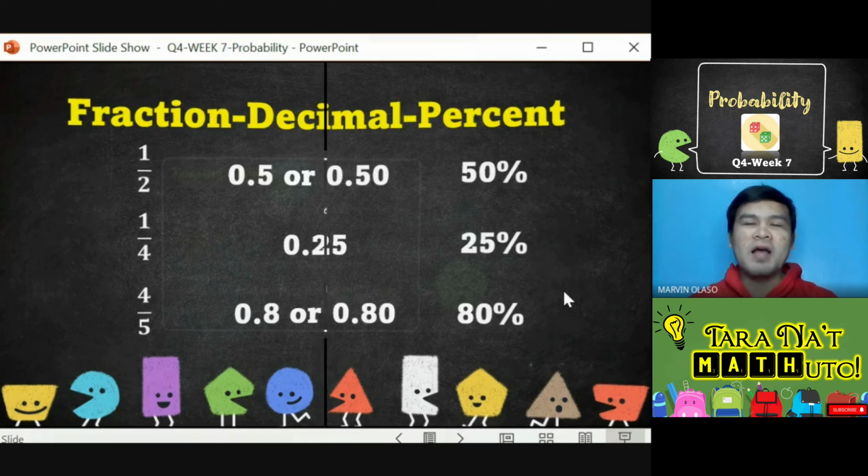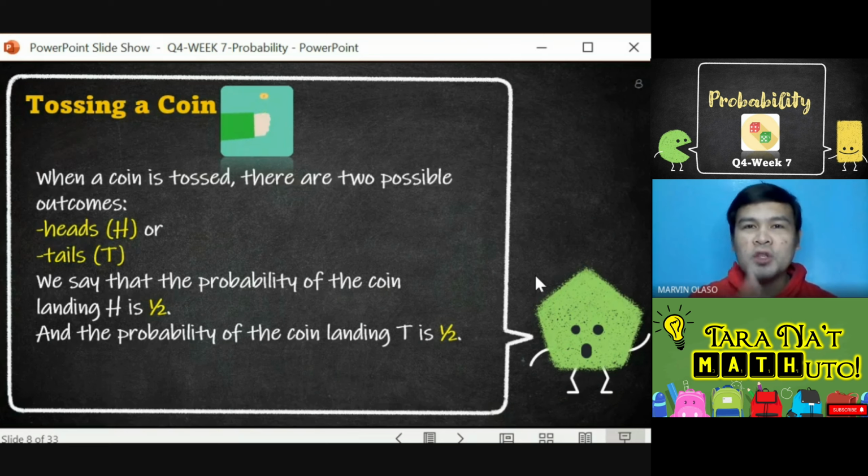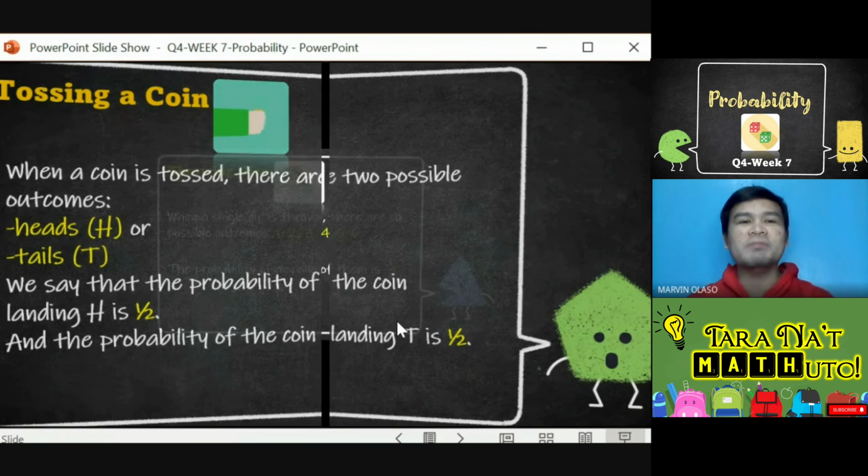In general, mga kamatinik, for example, we have this, no? An example, tossing a coin. Siguro naman madalas kayo mag-toss ng coin or mag-flip ng coin. When a coin is tossed, there are two possible outcomes. Ayan. We have the heads or tails. Ayan. Now, we say that the probability of the coin landing H or the head is 1/2. Bakit 1/2? Kasi 1 out of 2. And also, since dalawa lang naman yan, the probability of the coin landing the tail, because 1 out of 2 is also 1/2.